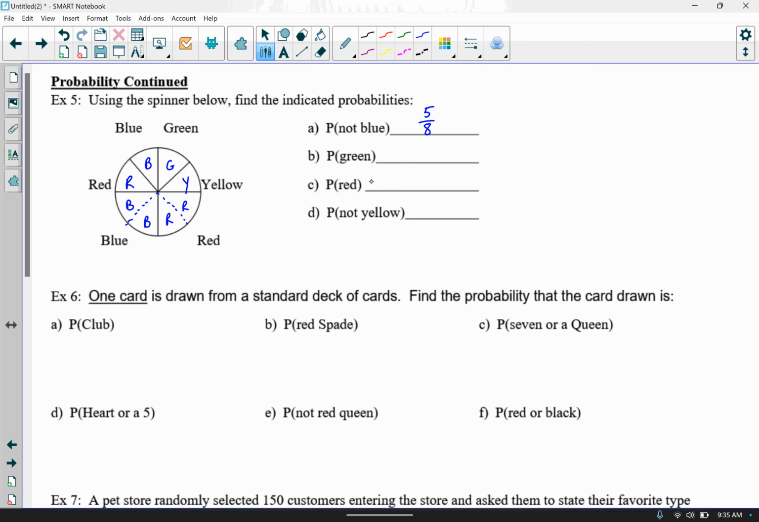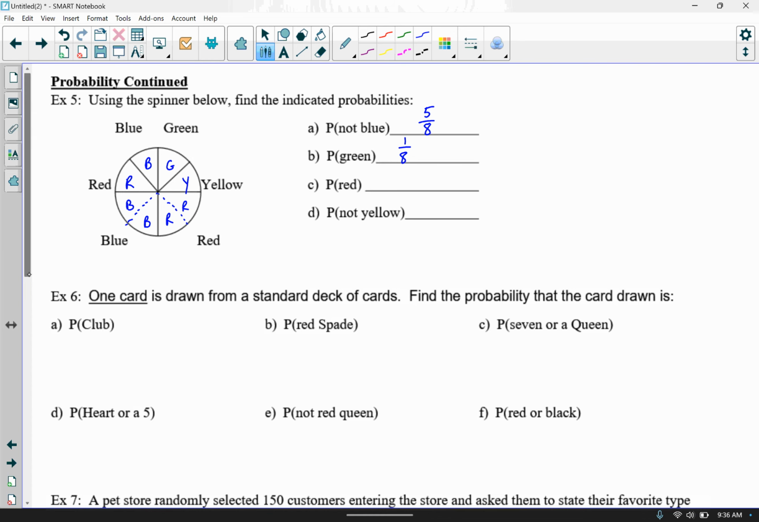Okay. Come on down to letter B. Probability my spinner lands on green. If you look around your spinner, there's only one green wedge, so 1 out of 8. Final answer. Again, these you'll always reduce if you can. Okay, I'll let you try C and D on your own.